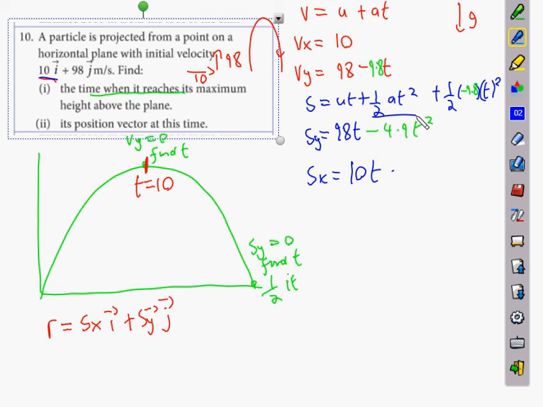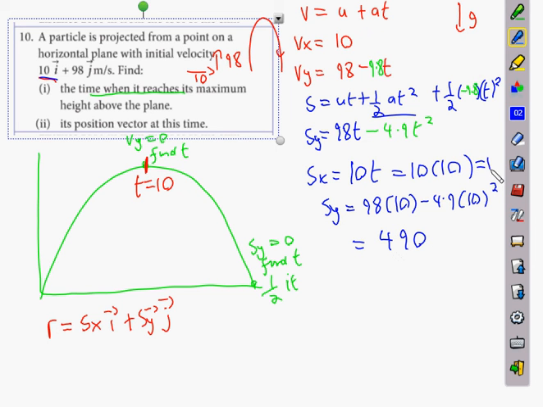So Sx is going to be 10 times 10, while Sy is going to be 98 times 10 minus 4.9 times 10 squared. That's going to be 980 minus 490, which is another 490, and Sx here is going to be 100. So your position vector is technically going to be 100I plus 490J. And that's to be expected because of how steep you threw it in the first place.